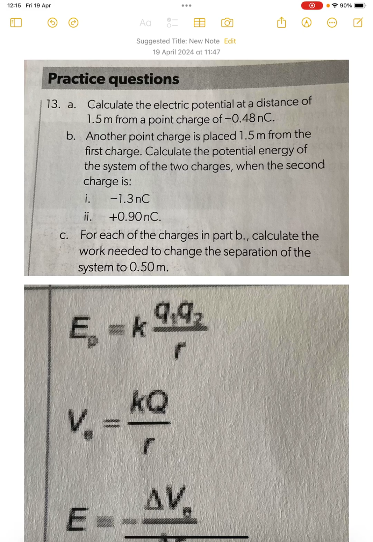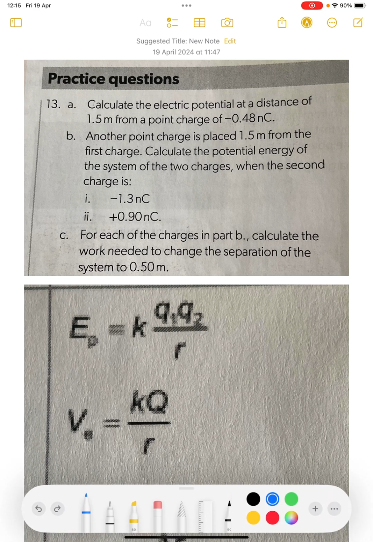Okay, this is question 13. I rushed it to try and get it in at the end of the lesson and it didn't work out. So I just want to go through it again and do a bit of a deep dive, actually, because the time I had just didn't work out. So here's your question.